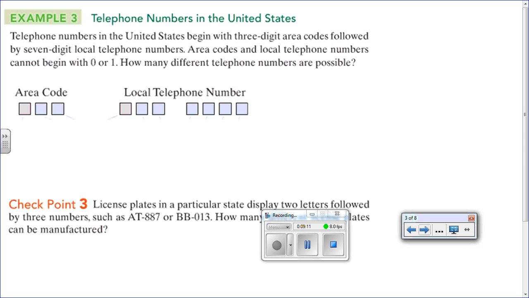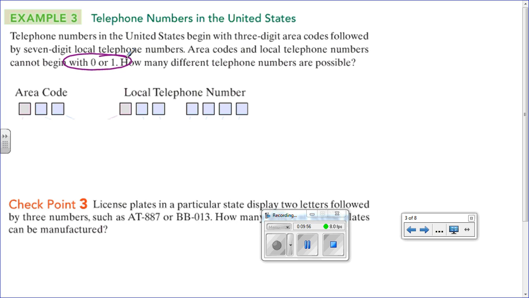Okay, the next one is actually very, very interesting because I've been reading on it. Telephone numbers in the United States begin with 3-digit area codes, followed by 7-digit local phone numbers. Area codes and local telephone numbers cannot begin with 1 or 0. How many different telephone numbers are possible? And so, for the area code, we're assuming that we're just calling in the U.S., okay? Because everyone knows that if you're calling from, let's say, Mexico, there is an international code, a country code. What is that? 1.